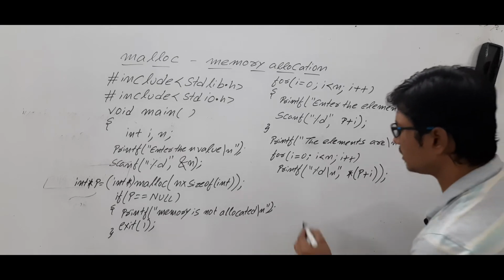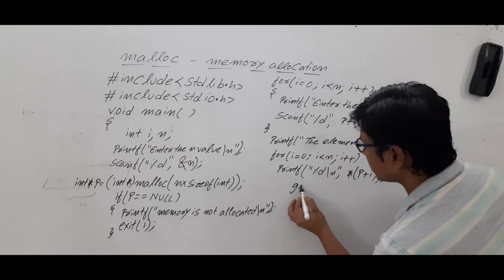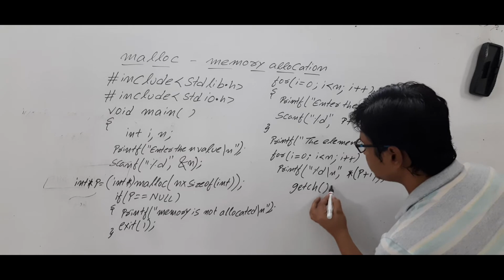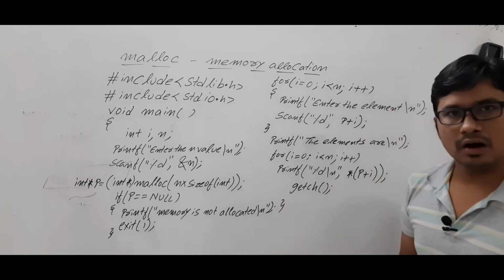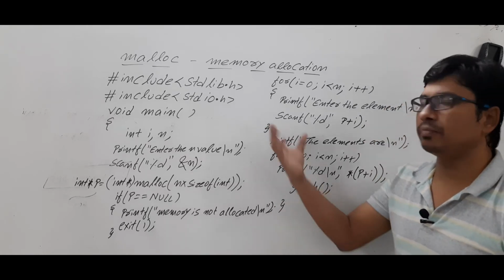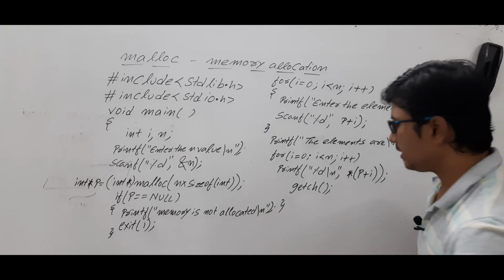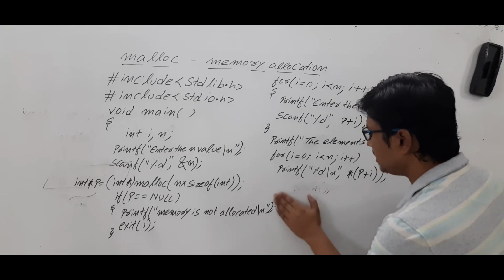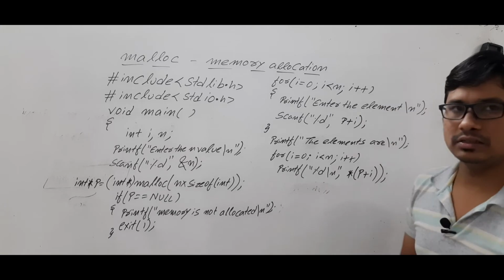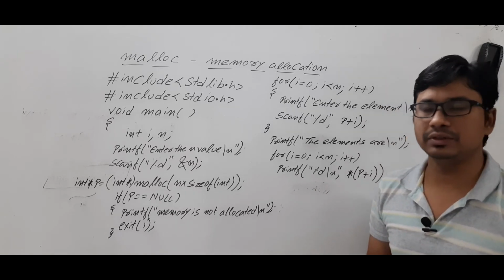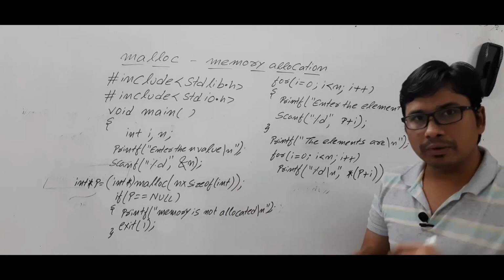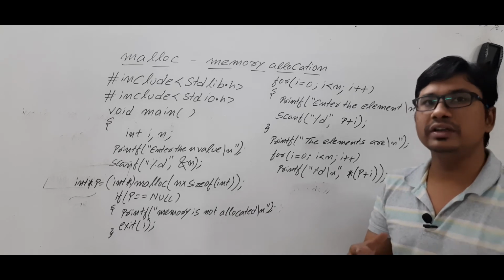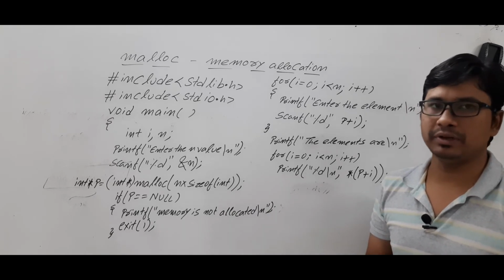Once it is done, you can write getch, or you can close. Or if you want to release the memory which is allocated, then you have to write the free function, because I already told you in the last video that whatever memory you have allocated, you have to release the memory.